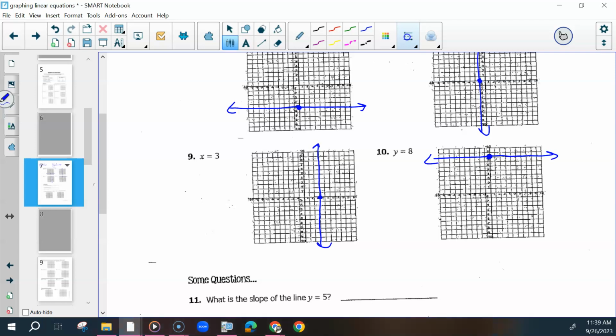Your graphs for 9 and 10 should look something like this. If they don't, fix it.